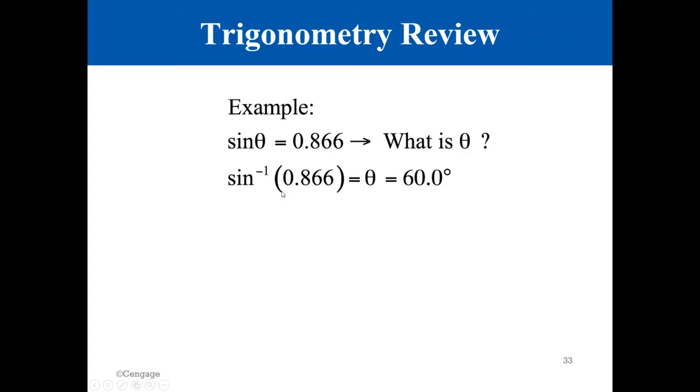Example, if sine theta is 0.866, what is theta? From your calculator, you click on the inverse button, which will give you the sine inverse. You key in 0.866. The calculator will give you the answer. Theta is 60 degrees. Another example, the problem tells you that the angle has tangent equals 0.4. You use the tan inverse function, so you get the value of the angle. It is 21.8 degrees.